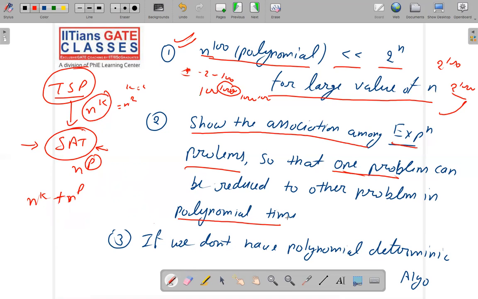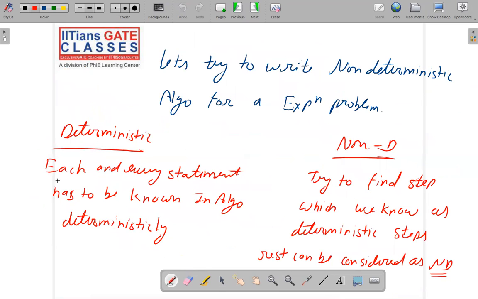Now, if we don't have a polynomial deterministic algorithm for an exponential problem, what is the other way? It is known that there is no polynomial deterministic algorithm. So what is the difference between determinism and non-determinism? I will give you an example. Each and every statement of the algorithm is deterministically known. I will write a step, then another step, then another step, and each step's time complexity is known. It's order of n or order of 1 or order of n square. Each step's time complexity, or what it is doing, is known. So this is called determinism.